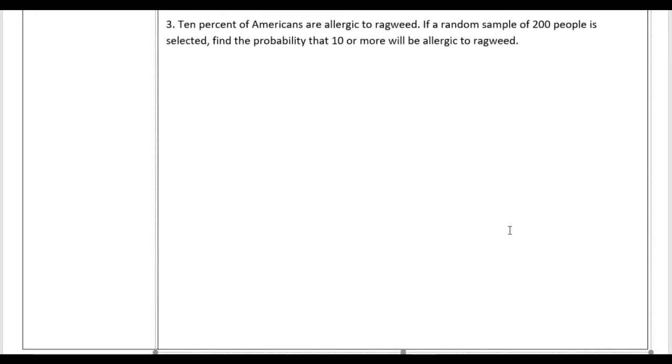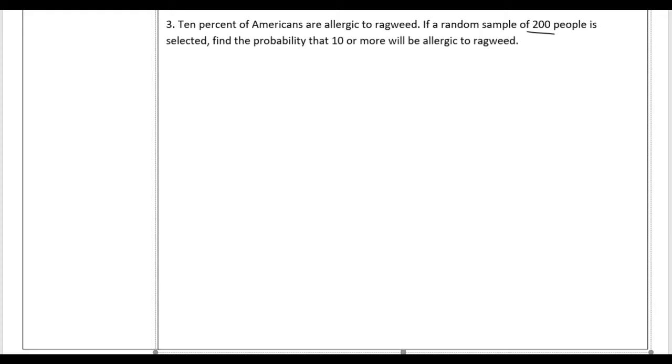10% of Americans are allergic to ragweed. If a random sample of 200 people is selected, find the probability that 10 or more will be allergic to ragweed. Again, this is a binomial because you're either allergic or you're not. So there's only 2 outcomes here, and if you select these people, they're completely independent from one another. So there's tons of reasons why it's binomial. But we have a large sample size, so let's see if that works.